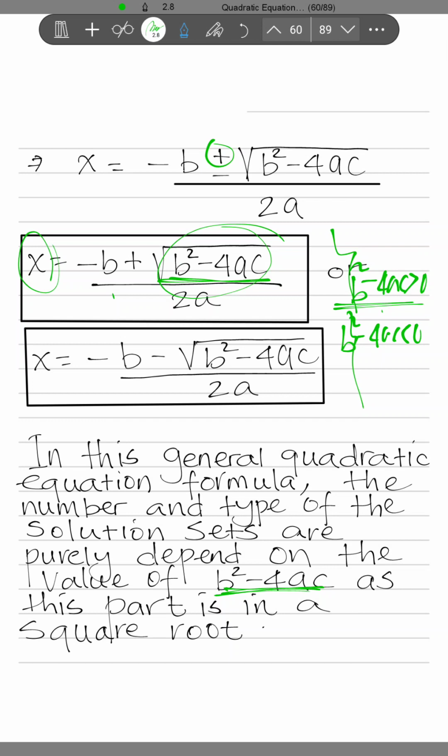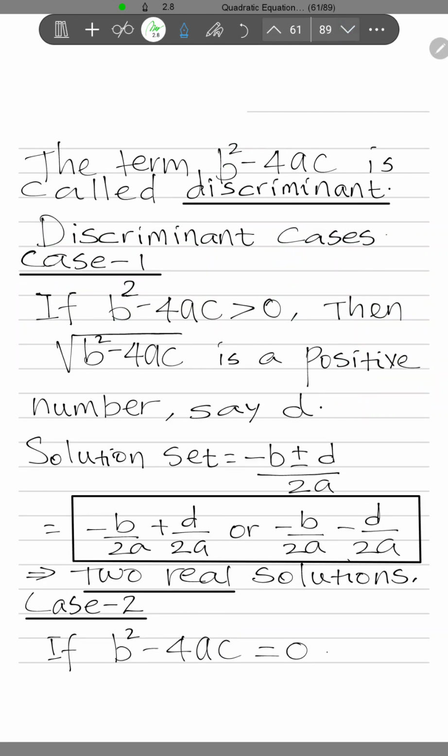So we will not have a real solution. We will rather have a complex solution. Another thing, if b squared minus 4ac is equal to 0, that means this part is 0. So the solution set we will have will be minus b over 2a, which is only one solution in this case. So the characteristic of the solution set mainly depends on the value of b squared minus 4ac.